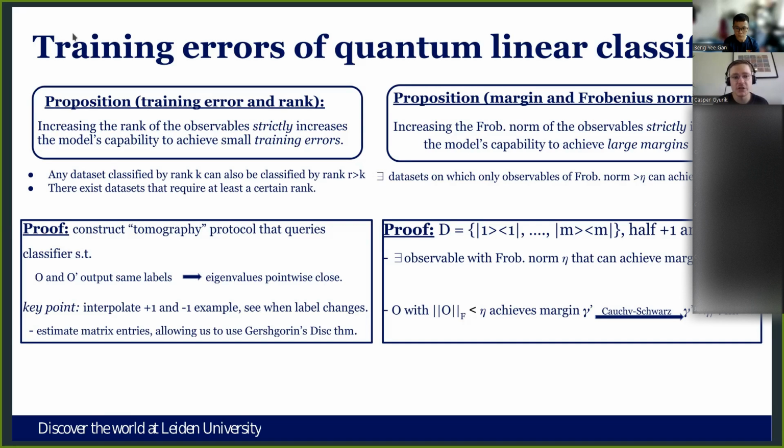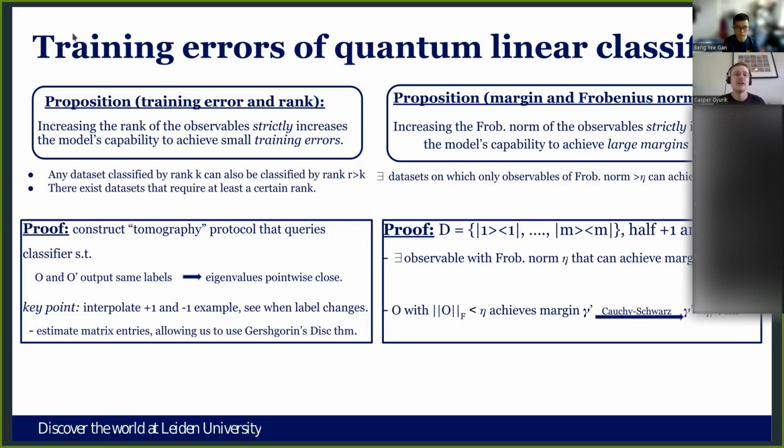On the other hand, we saw that if there's an observable which has a Frobenius norm strictly less than eta, and let's suppose it achieves a certain margin gamma, then under these assumptions, by an application of the Cauchy-Schwarz inequality, we find that the margin it attains has to be less than eta over square root of m. So in other words, if you really want to classify this data set with margin eta divided by square root m, you need to have a Frobenius norm eta. Otherwise, you will not be able to classify this.